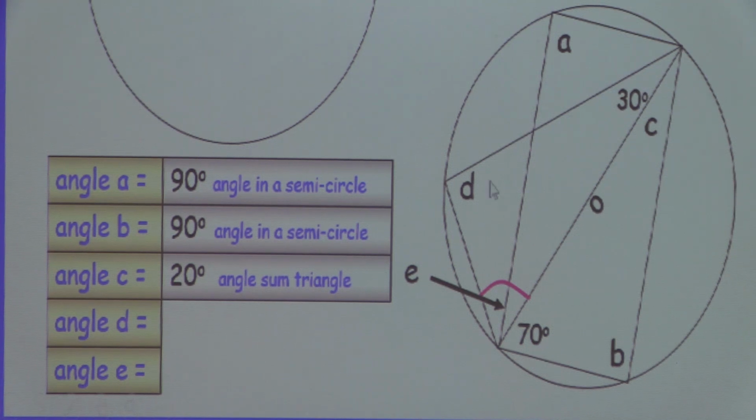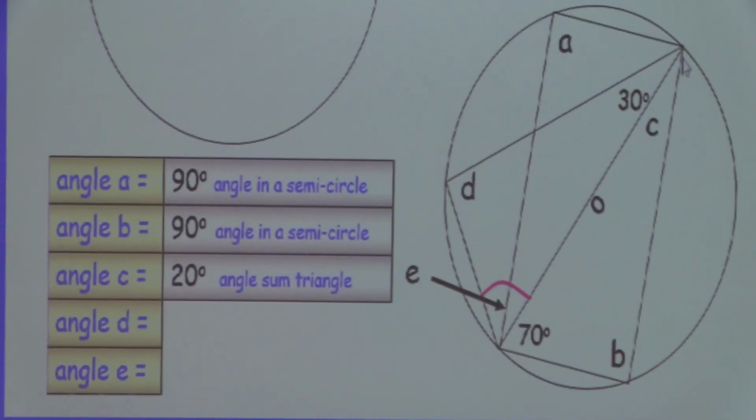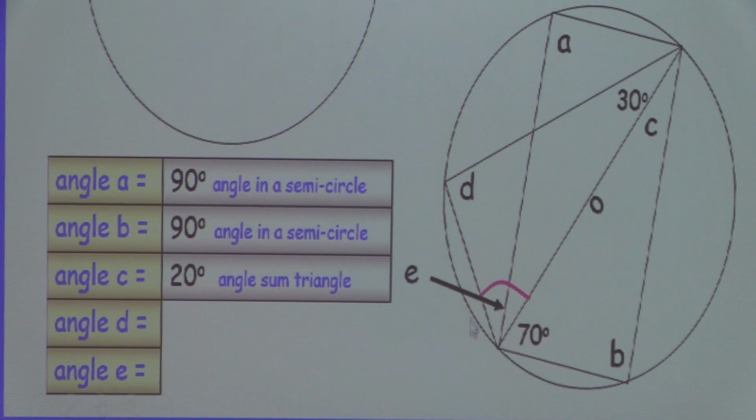Let's look at D. This is where D is. I look where it comes from. It is formed from that triangle here. And this line is the diameter, the angle in the semicircle, or subtended by the diameter. It forms an angle of 90 degrees. So D will be 90 degrees.